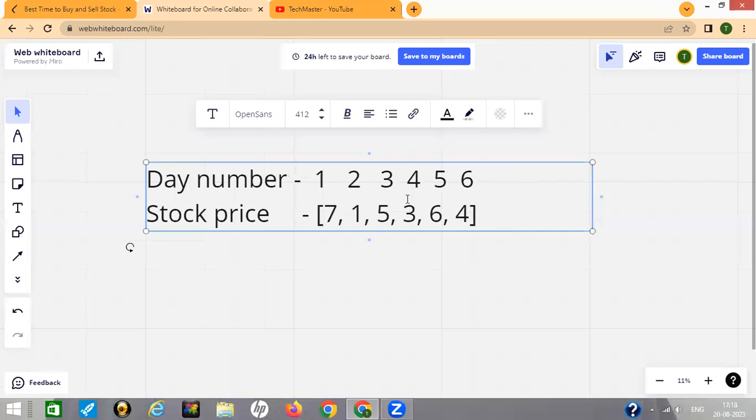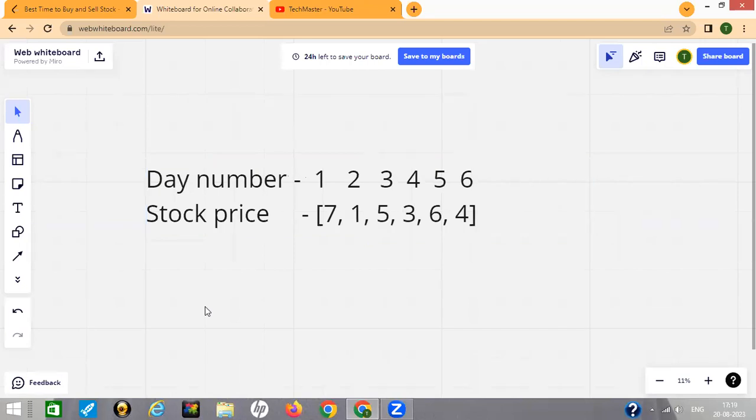So what we need to do here, we can buy the stock on any given day, and we can sell the stock on any day in future. So we need to maximize the profit, and we have to do only one transaction. And yeah, one transaction here means that we buy on any given day, and then we sell on any future day. So how can we solve this?